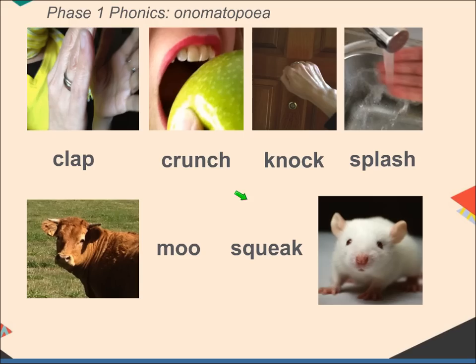Another thing that we notice is that we have friendly letters that like each other, like the L and the R, which often join with other consonants to form these consonant blends, clap, crunch. And here we've got a triple blend, which you may not have in your language. And this is the spl, okay, as in splash. And here we have another one, squ, as in squeak.